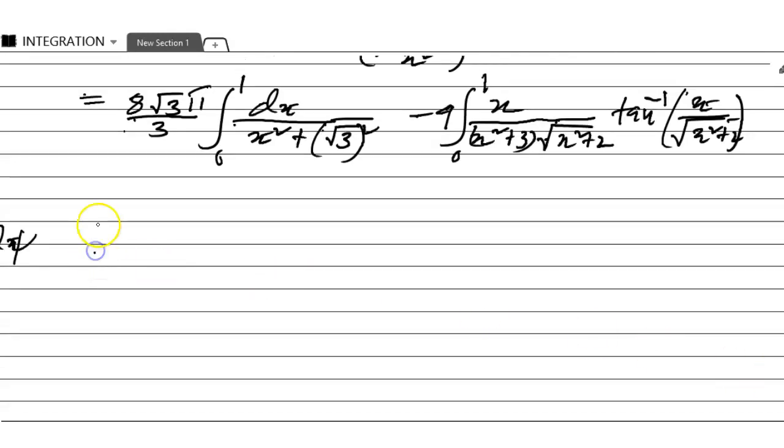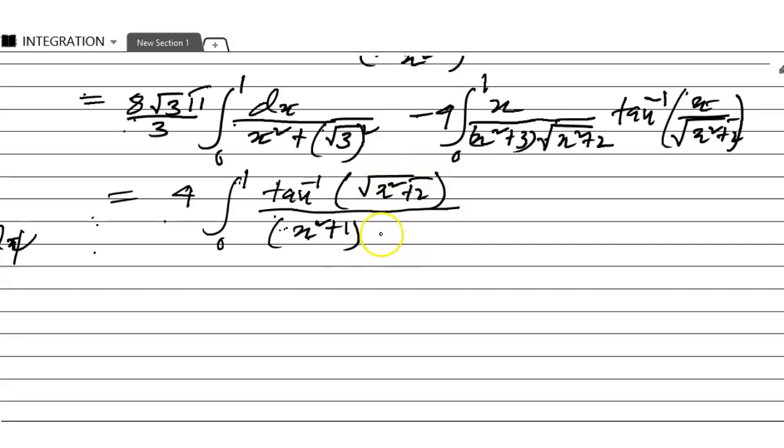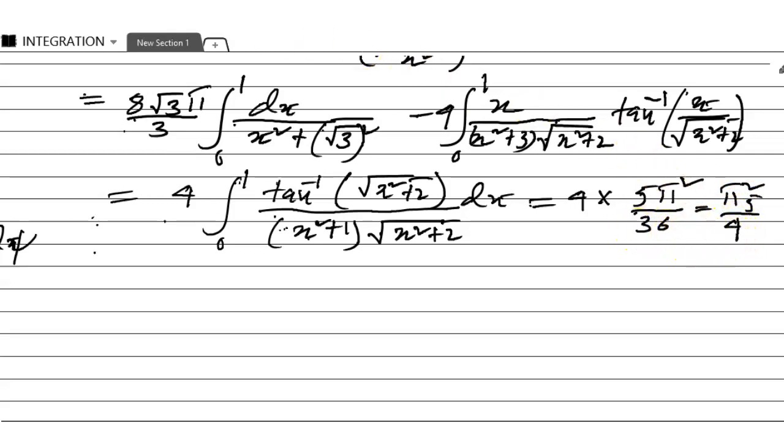So after that, the value will come 4 into 0 to 1 tan inverse root over x square plus 2 divided by x square plus 1 root over x square plus 2 dx. So this is Ahmed integral and this value is 4 into 5 pi square by 36, which is equal to 5 pi square by 9. This is my answer.